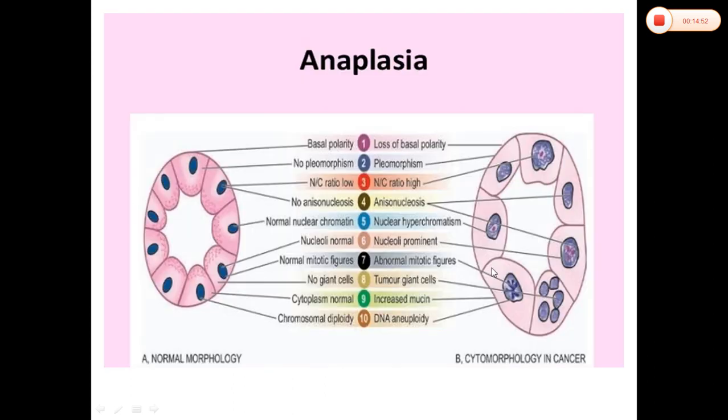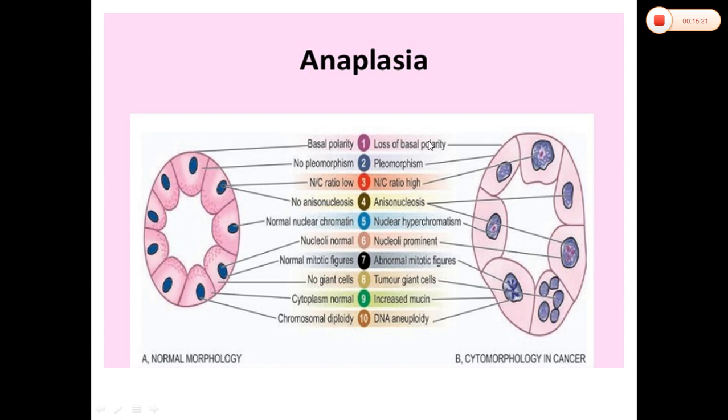This is the picture showing the difference between normal cell and anaplastic cell. Left side one is normal morphology, right side one is anaplastic morphology. In normal morphology, usually the basal polarity is retained and there is no pleomorphism and the NC ratio is low, and there is no anisonucleosis and the chromatin is normal, nuclei are normal and normal mitotic figures and no tumor giant cells. The cytoplasm is normal and chromosomal shows diploidy.